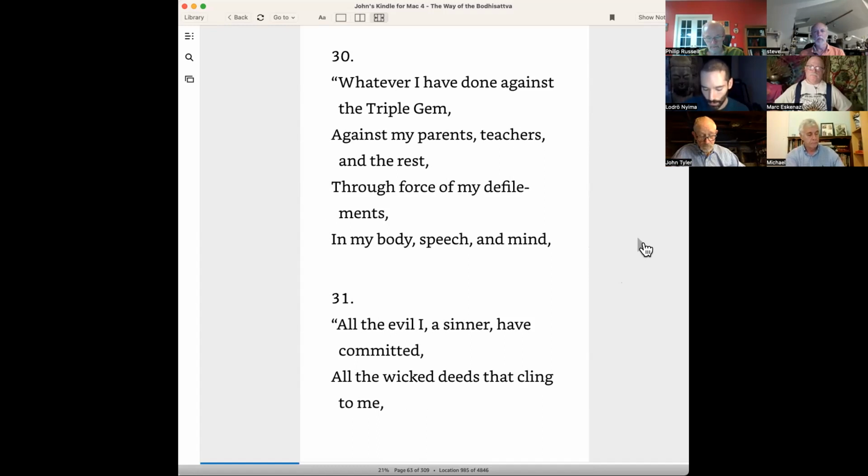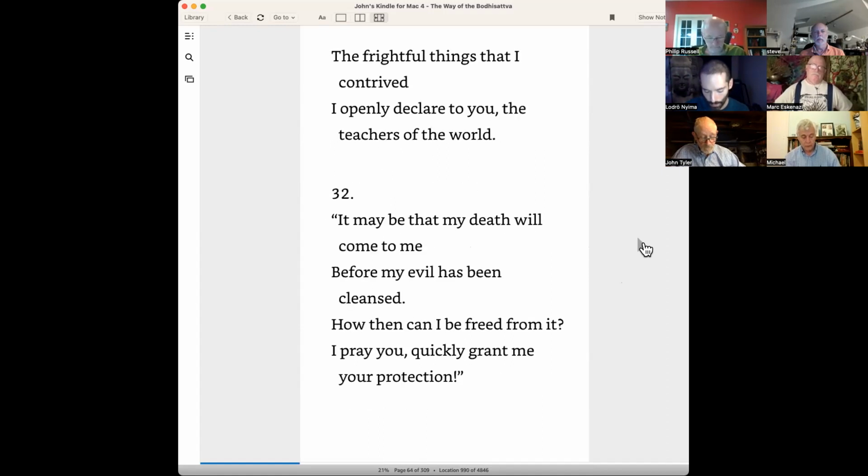Whatever I have done against the triple gem, against my parents, teachers, and the rest, through force of my defilements in my body, speech, and mind, all the evil I, a sinner, have committed, all the wicked deeds that cling to me, the frightful things that I contrived, I openly declare to you, the teachers of the world.